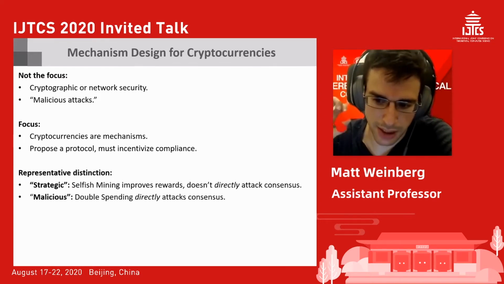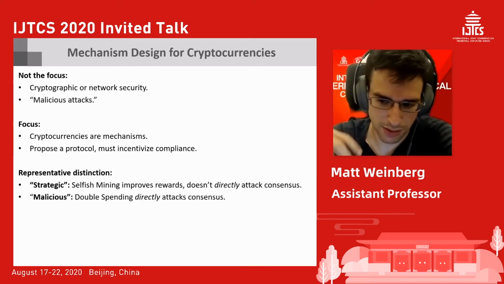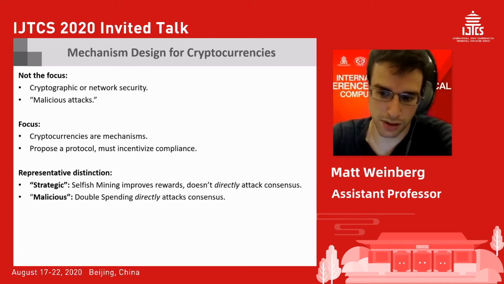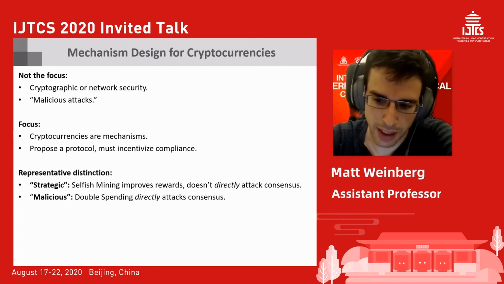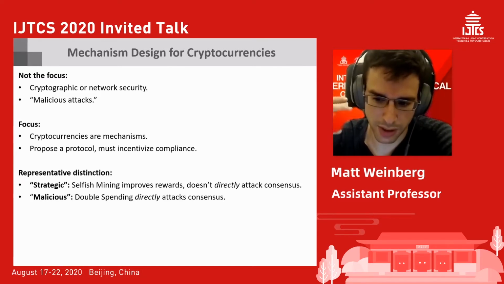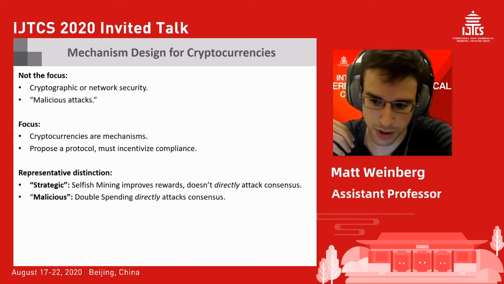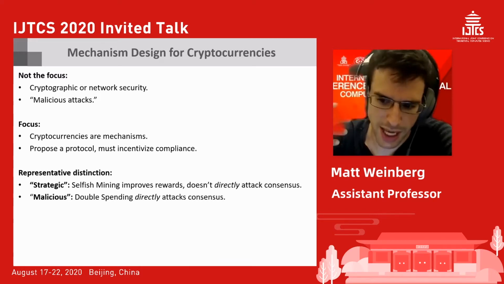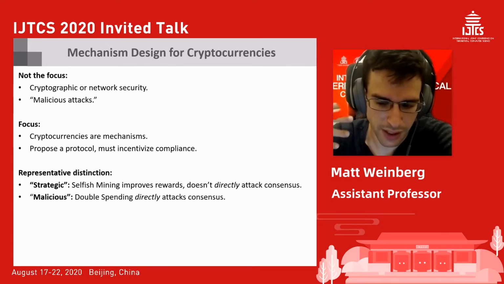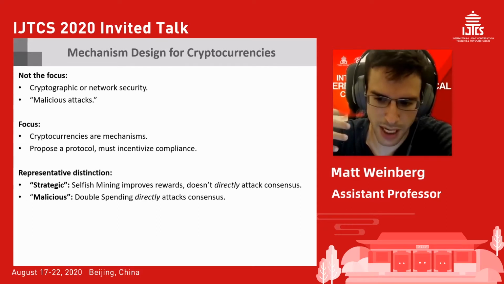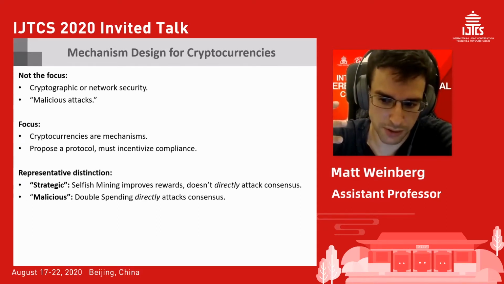And here I would like to give a representative distinction. If you know what selfish mining and double spending are, then this will make sense. If you don't know what selfish mining is, I'll give you a little bit more information later in the talk. But I would say that selfish mining is a strategic deviation. If someone in Bitcoin or another cryptocurrency is doing this selfish mining attack, which again I'll give more detail about later, it doesn't directly attack consensus. So the underlying cryptocurrency will still function. It's just that there's going to be one user who is getting more than their fair share of mining rewards.